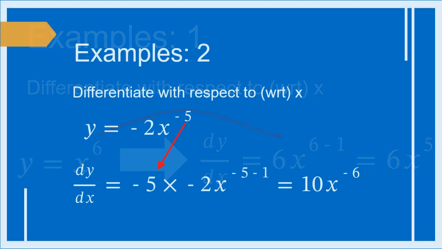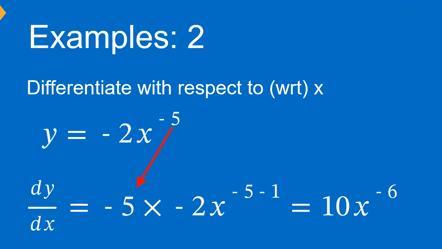Alright, this is another example. We are differentiating with respect to x. y equals to minus 2x raised to power of minus 5. As the rule says, bring down the power, subtract 1 from the original power. So you observe from this example that we have an existing coefficient, right?